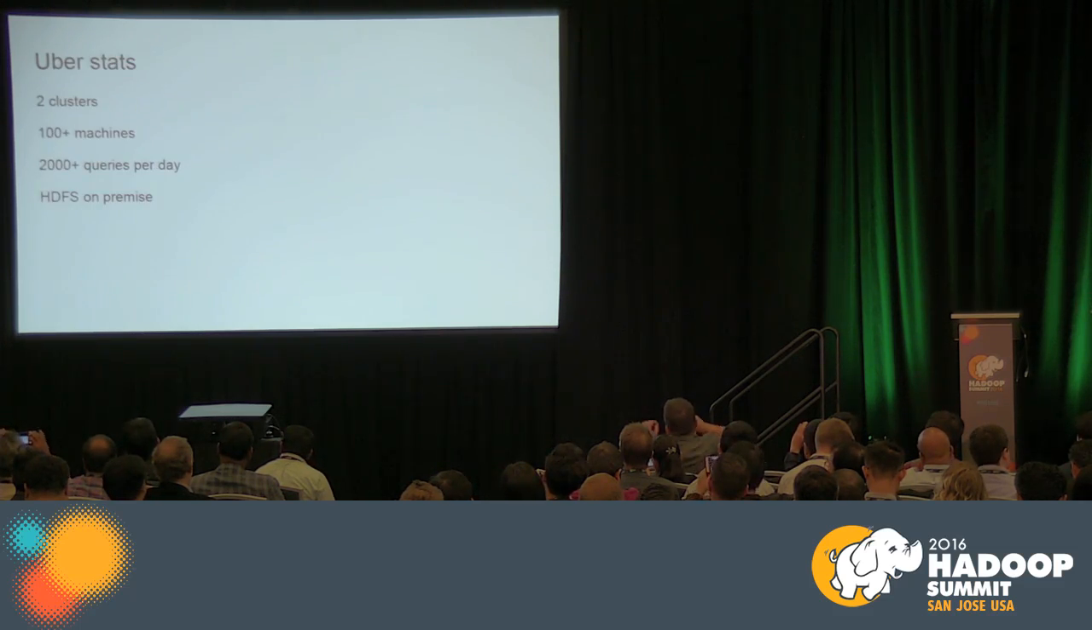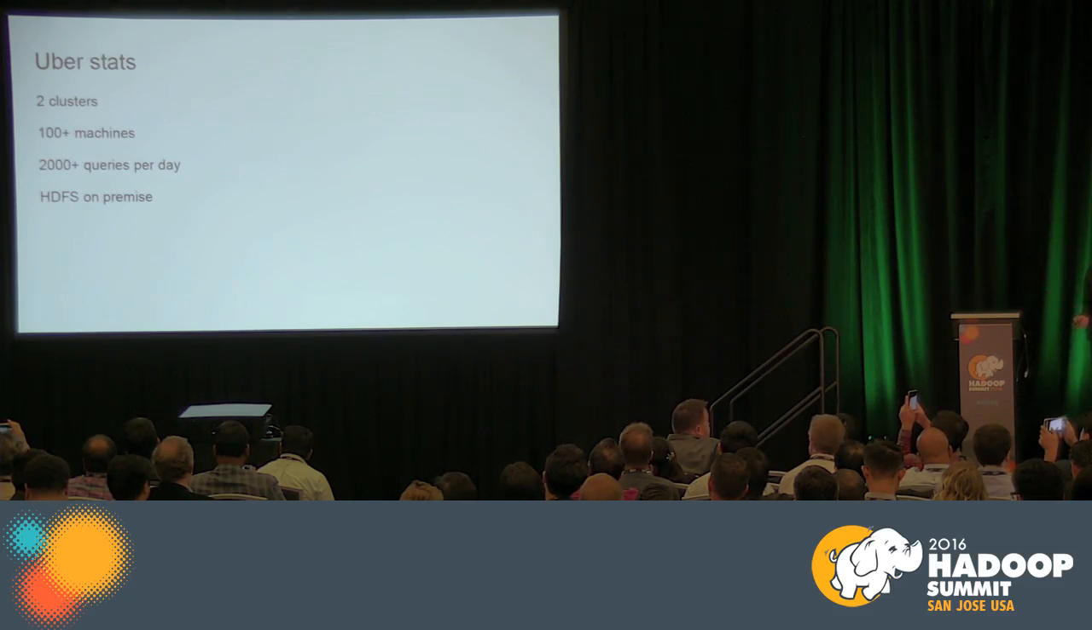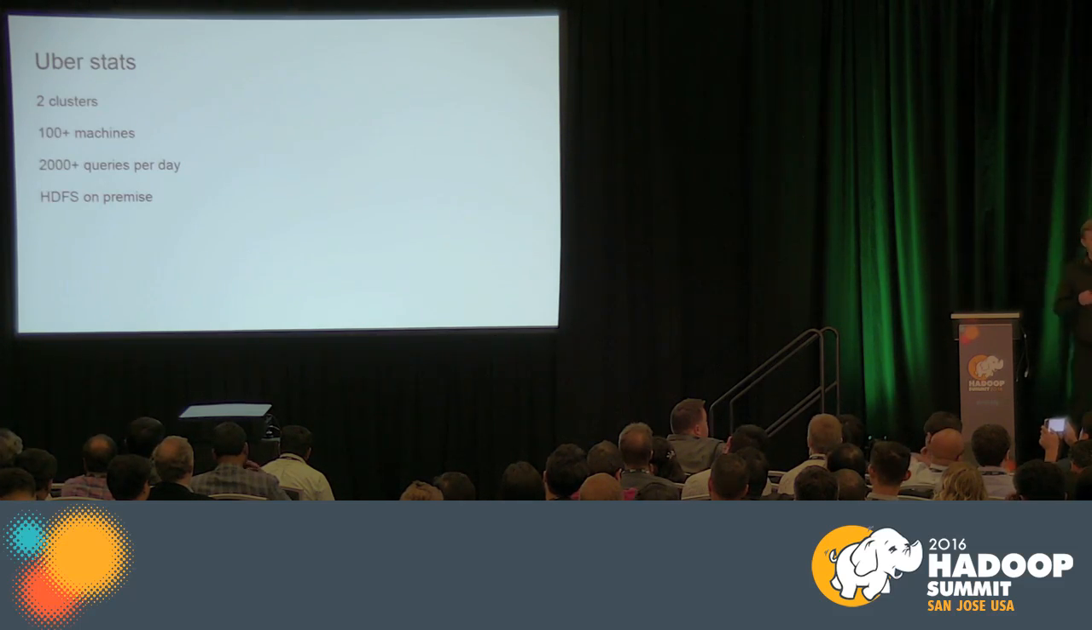Uber, also one of the new users of Presto. They have 2 clusters, 100 machines total, and a couple of thousand queries a day. And that's on-premise.